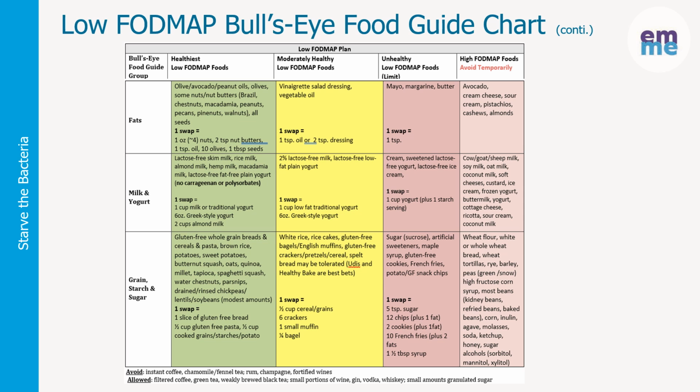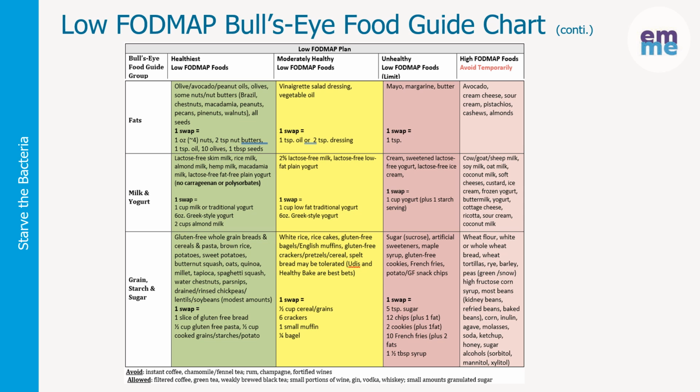Okay, next we have the last row, the grain and starch group. In the green section, we have gluten-free whole grain breads and cereals and pastas, brown rice, potatoes, sweet potatoes, butternut squash, oats, quinoa, and spaghetti squash. So a lot of variety here.